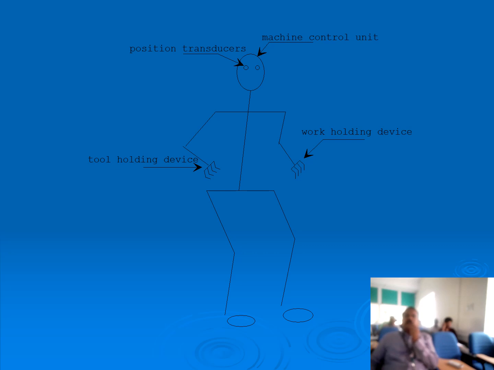At the top, like our human brain, we have the machine control unit, where the position transducers act like our human eyes. Our eyes view things and take information to our brain about what we are seeing. Similarly, the position transducers inform the machine control unit where the position of the tool or job is. And like our arm, we have tool holding devices and work holding devices.